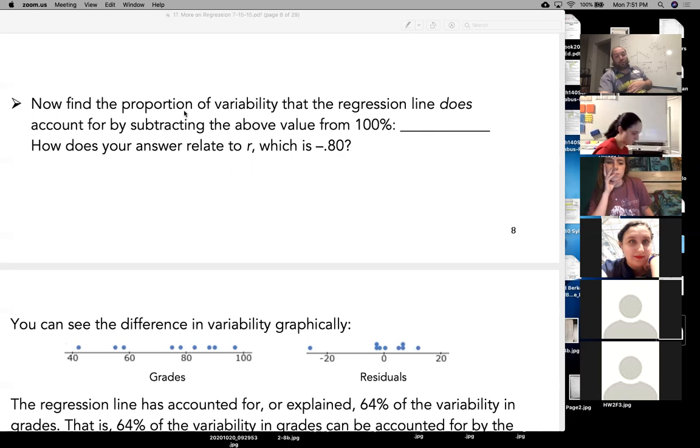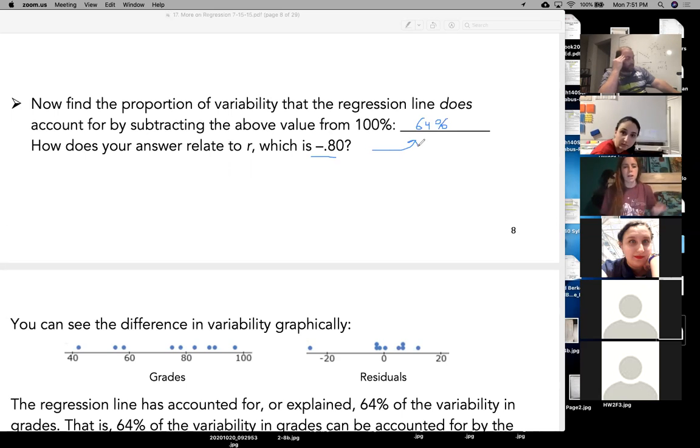So since we know that 36% is the proportion that is not accounted for, then how much does it account for? Well, it's the other 64%. Right, that's the 64% that we got from the R value. Now, we saw that when we squared negative 0.8, we got 64%. Why negative? Where did that come from?